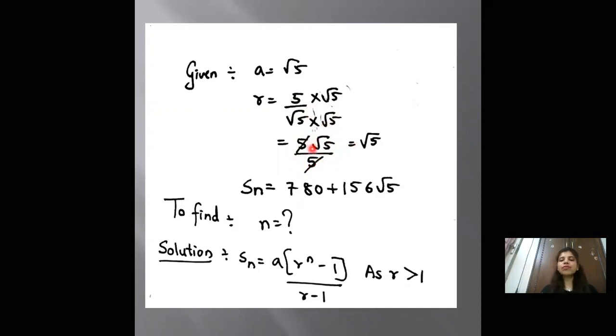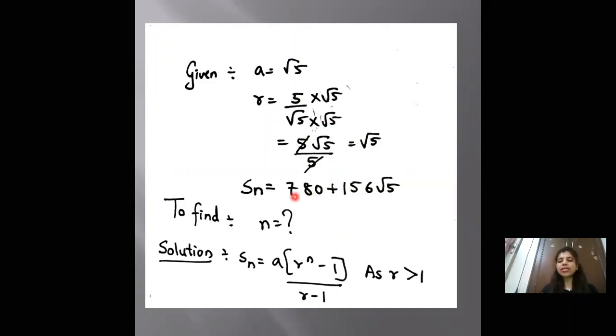Now root 5, which is the value of r, you can see is greater than 1, because you can find the value of root 5. Otherwise you can just understand that root 2 is 1.414, as you have to learn that value, and root 3 is 1.732. So root 5 is obviously going to be greater than 1, as from root 2 onwards it is greater than 1.